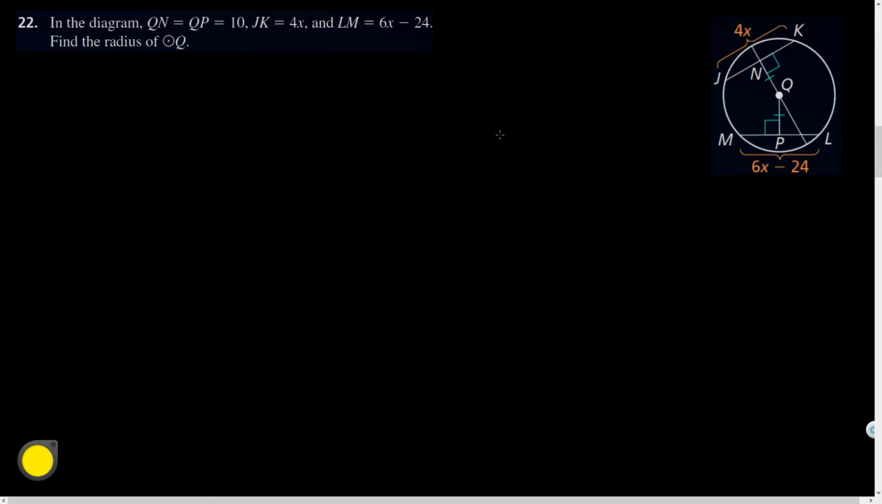You got it, dude. Here's a great one right here, friends. Two chords that are equidistant from the center are the same length. So I'm thinking JK and ML, those look like they're the same. 6x minus 24 is going to equal the other one. So these two, notice they were equidistant from the center.